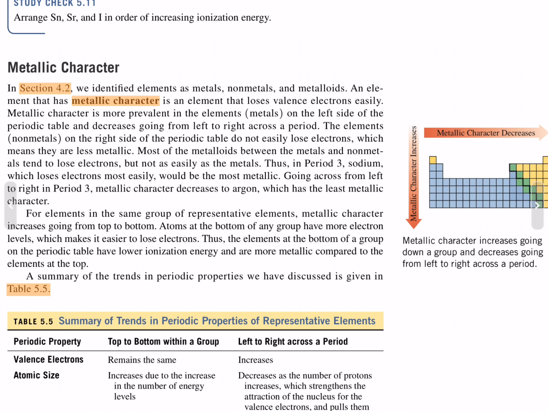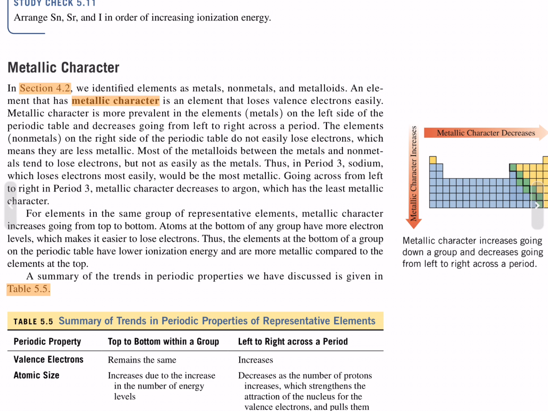The elements, nonmetals, on the right side of the periodic table do not easily lose electrons, which means they are less metallic. Most of the metalloids between the metals and the nonmetals tend to lose electrons, but not as easily as metals. Thus, in period 3, sodium, which loses electrons most easily, would be most metallic. Going across from left to right in period 3, metallic character decreases to argon, which has the least metallic character.